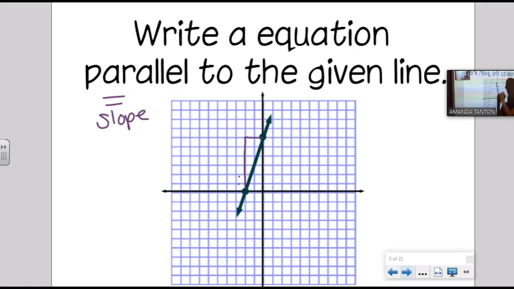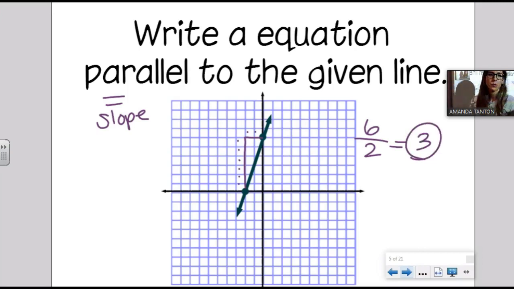So we count our rise and we count our run. We're rising 6 and running 2. We always reduce this. Our slope is 3. And the grammar is bad on this problem. I'm sorry about that. I meant to put "an" in there. An equation. So that means any equation. We get to pick the equation.